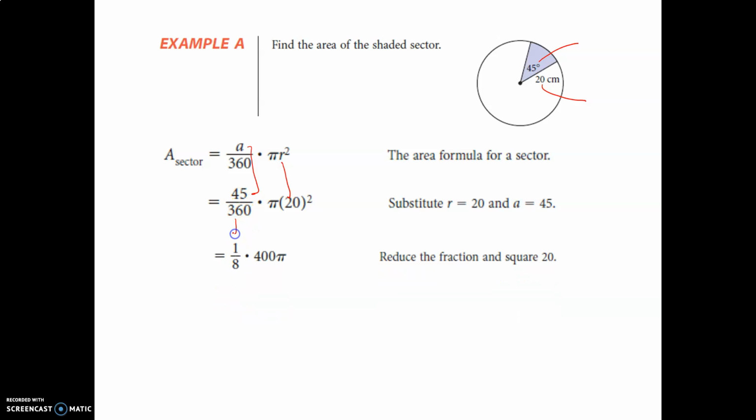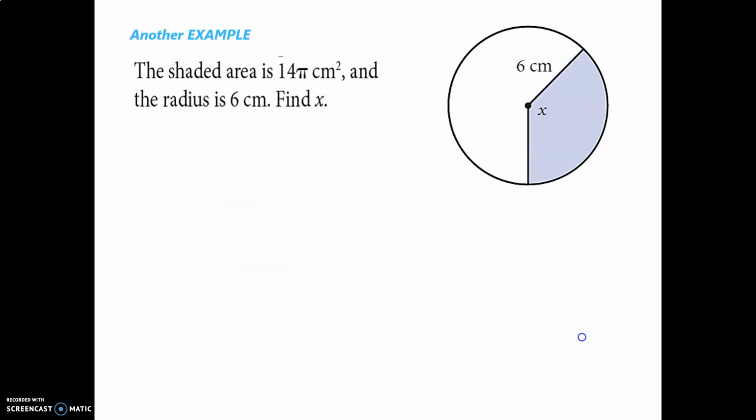45 over 360 reduces to 1/8. 20 times 20 is 400. 1/8 of 400 is 50. So therefore the area of that sector is 50 pi. It's in centimeters and it's an area, so it'd be square centimeters. Here's another example of a sector problem.